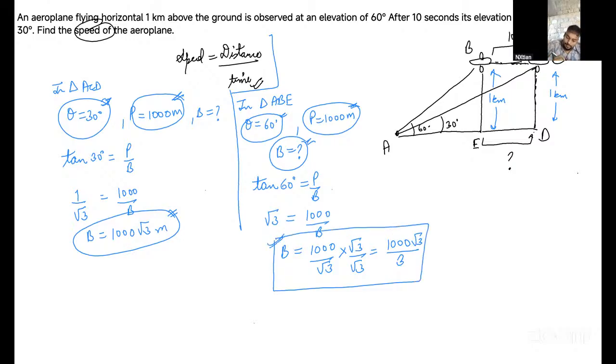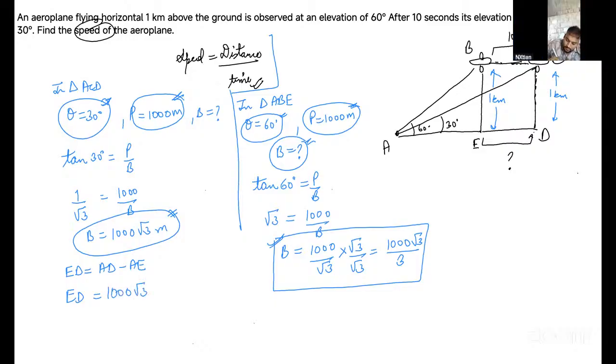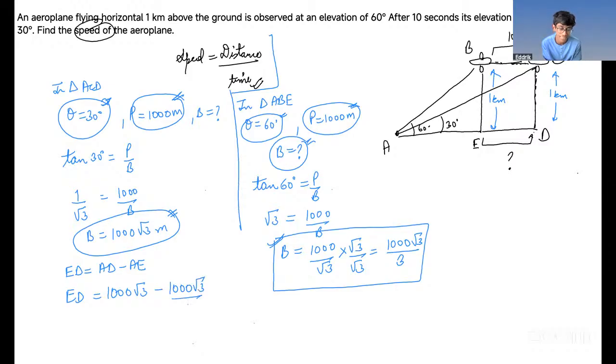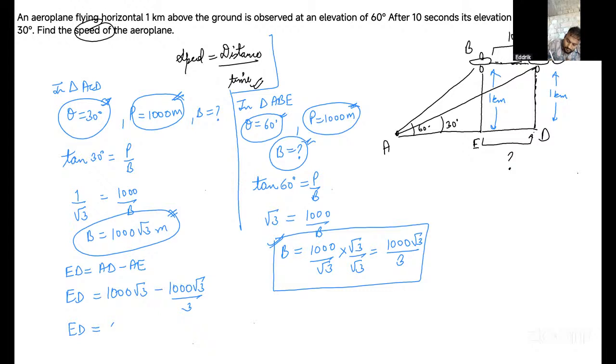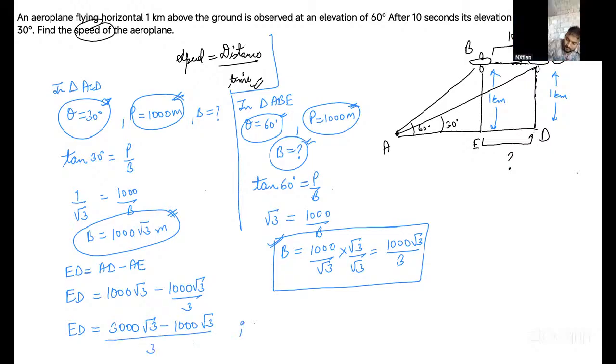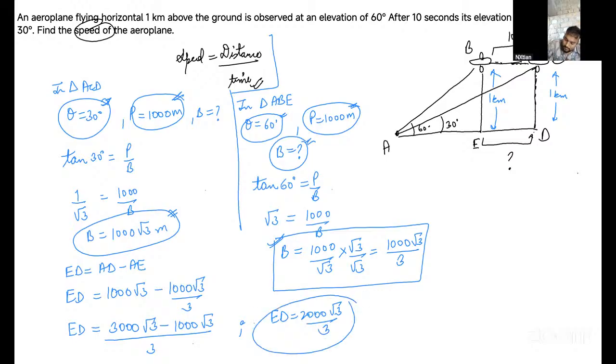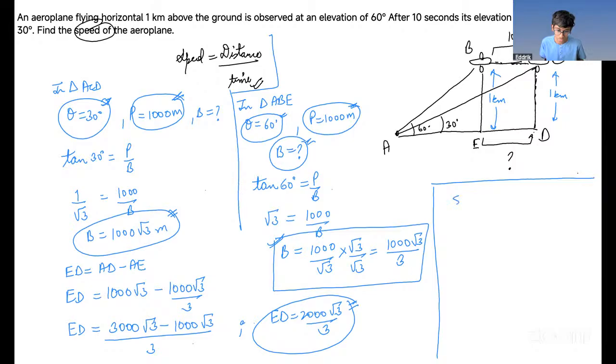Now we have to find ED. That means ED is equal to AD minus AE. It's equal to 1000 root 3 minus 1000 root 3 by 3, which is equal to 2000 root 3 by 3. So ED is equal to 2000 root 3 by 3. And now we need to find the speed. So distance is 2000 root 3 by 3, but time is 10 seconds. So 2000 root 3 by 3 divided by 10.